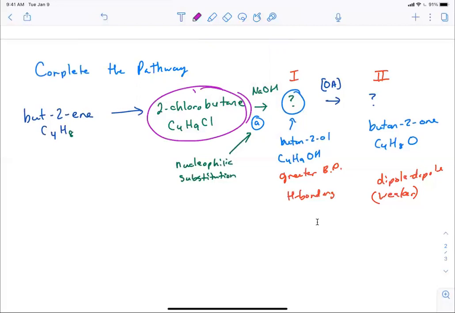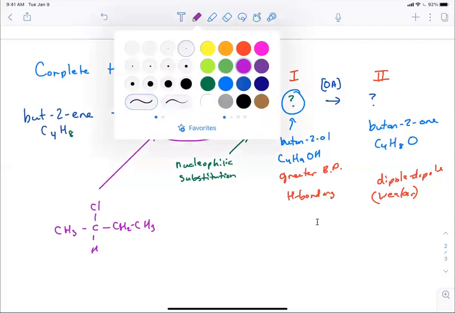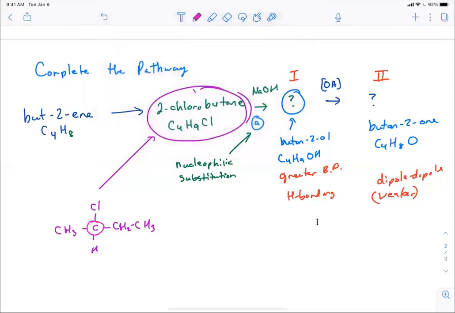2-chlorobutane, okay? Draw out 2-chlorobutane. Does 2-chlorobutane have a chiral carbon? Yes. Okay, where is it? It's the second one. The one that you drew specifically. Hush, Alejandro. Okay, there's your chiral carbon.